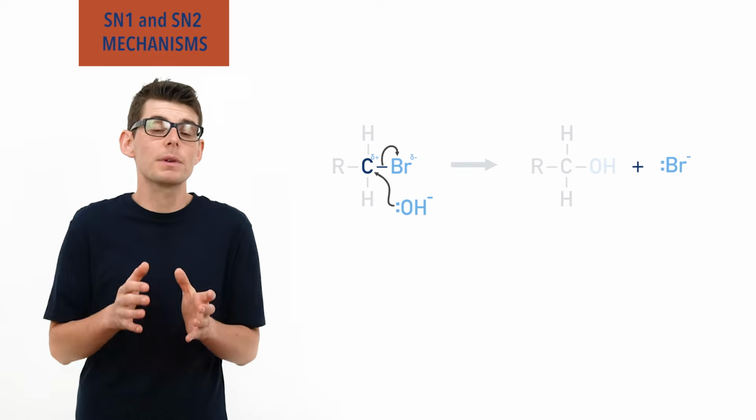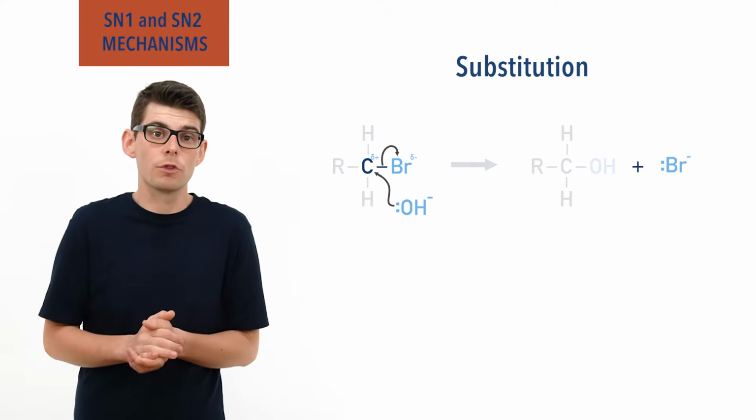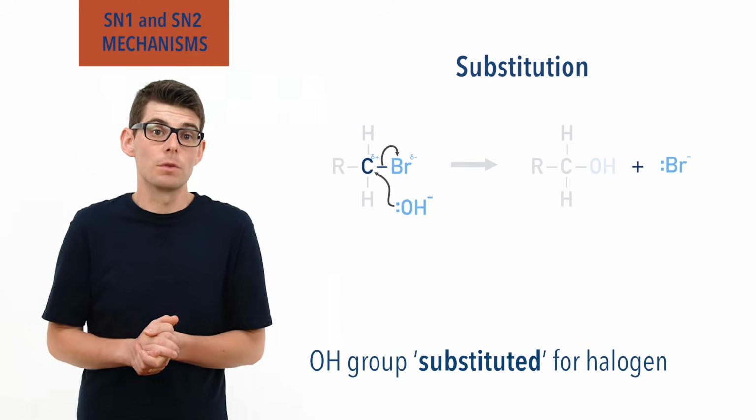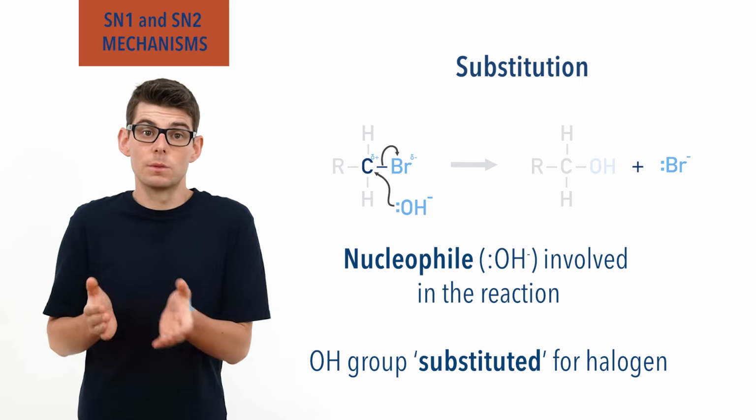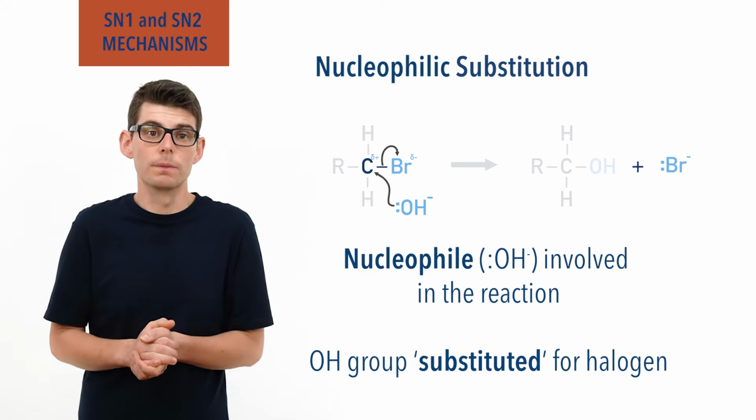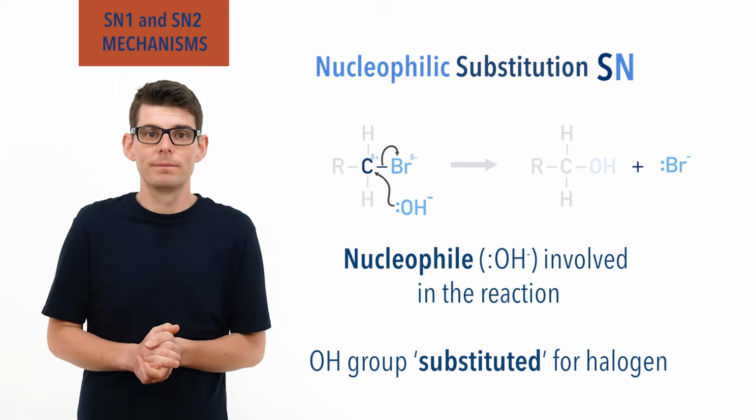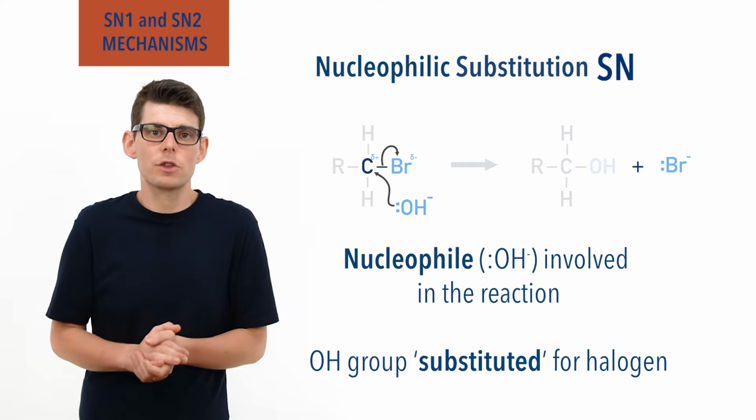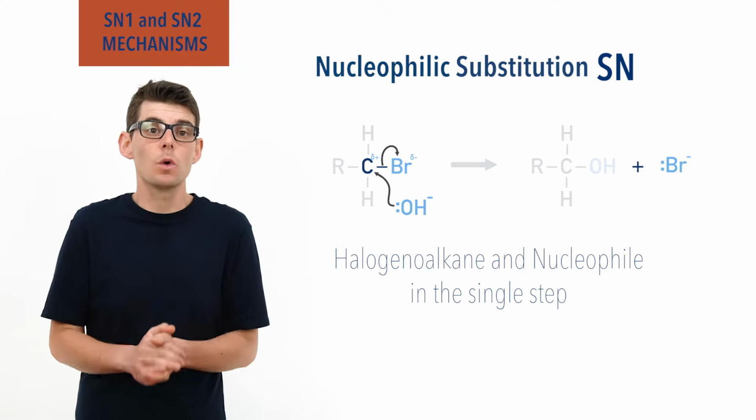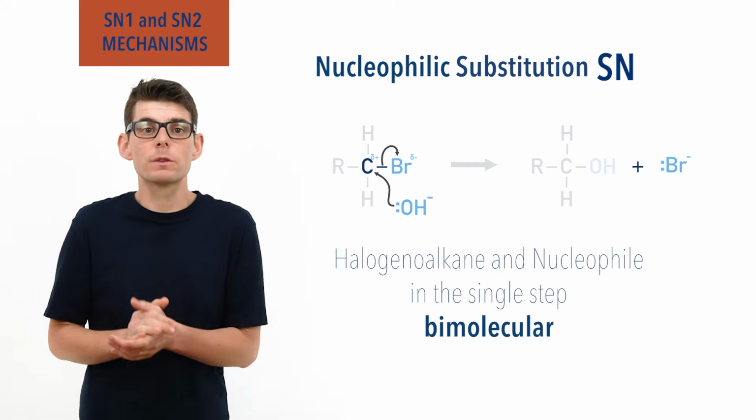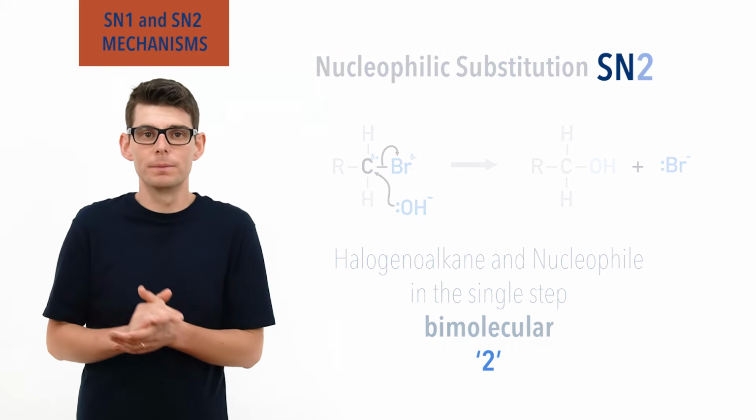Nucleophile comes in and carbon-halogen bond breaks. The reaction occurring is a substitution. The hydroxy OH group is substituted for a halogen group, and it is a nucleophile that is causing the reaction and being substituted. This is why it is called a nucleophilic substitution, often shortened to SN, S for substitution, N for nucleophilic. The single step in this reaction needs both the halogenoalkane and nucleophile, two reagents or bimolecular. We show this with the number 2, and the whole mechanism can be summarized by SN2.